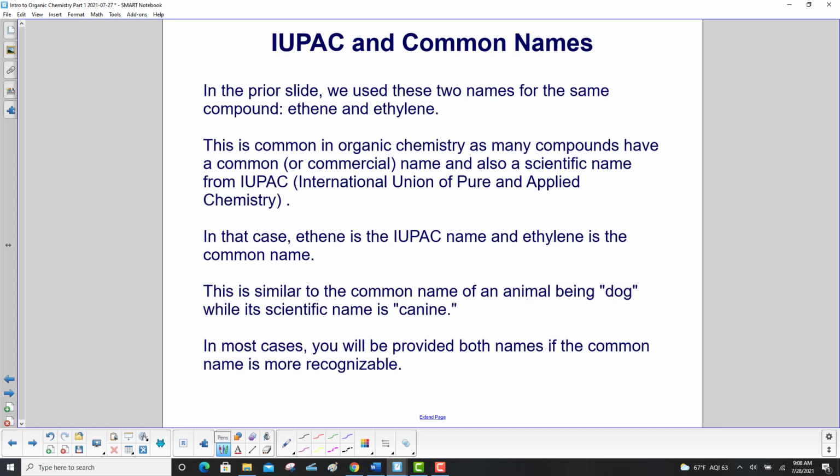In the prior slide, we used these 2 names for the same compound, ethene and ethylene. This is common in organic chemistry, as many compounds have a common or commercial name and also a scientific name from IUPAC, which is the International Union of Pure and Applied Chemistry. In that case, ethene is the IUPAC name and ethylene is the common name. This is similar to the common name of an animal being dog, while its scientific name is canine. In most cases, you will be provided both names if the common name is more recognizable.